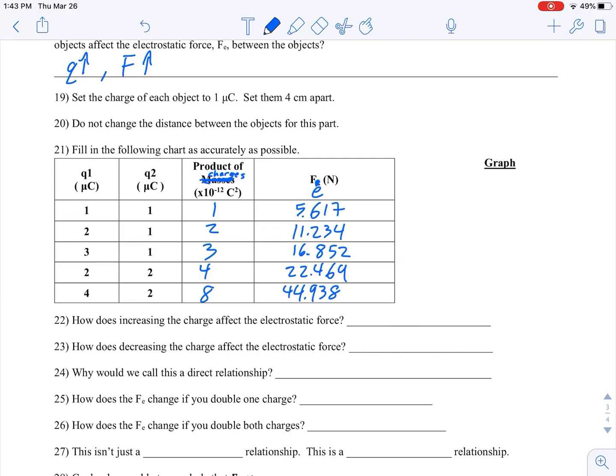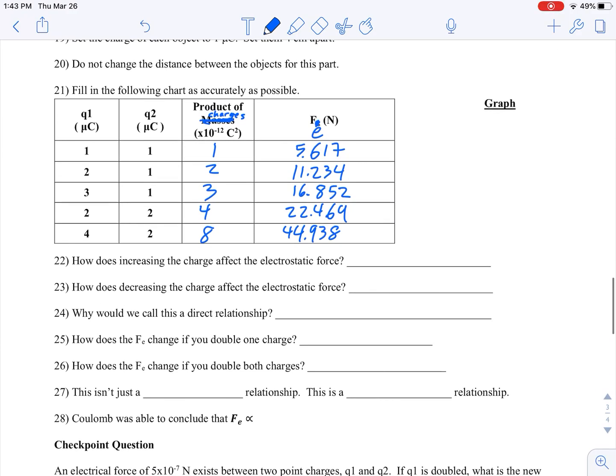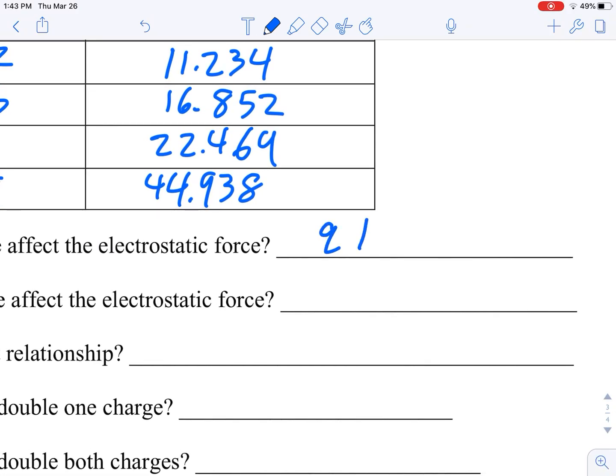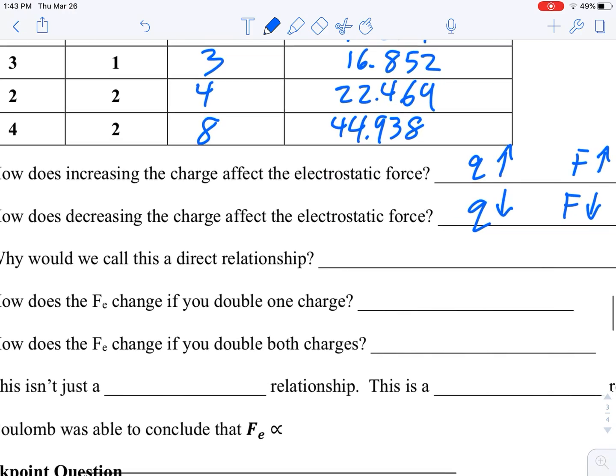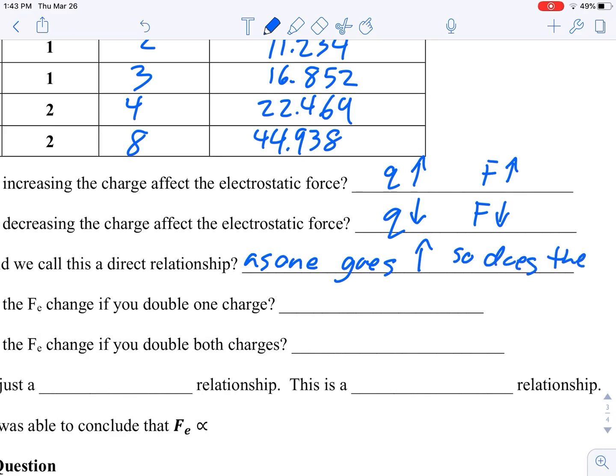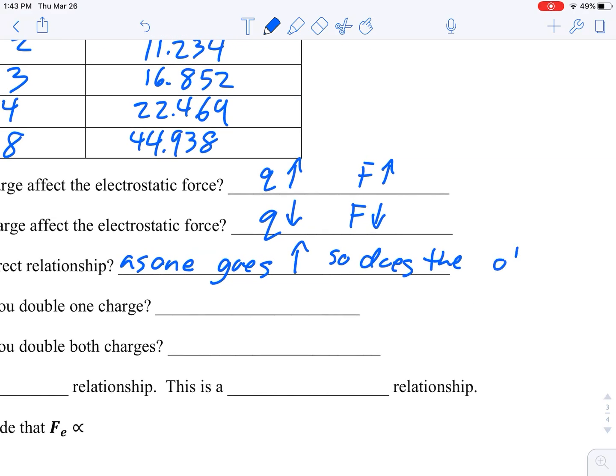All right. So how does increasing the charge affect the electrostatic force? So obviously as charge gets bigger, electrostatic force gets bigger. And as charge gets smaller, electrostatic force gets smaller. What do we call this relationship, or why do we call this a direct relationship? As one goes up, so does the other.